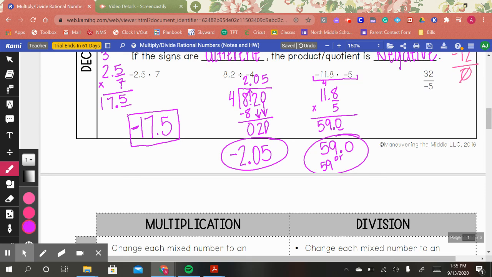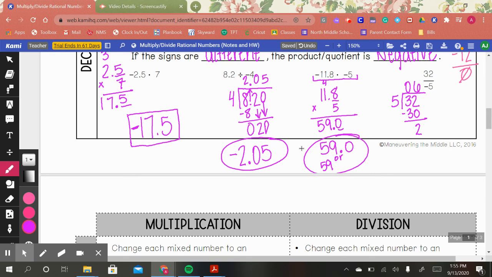All right, and then the last one for decimals is going to be 32 divided by -5. And they are opposite signs, so my answer will be negative. 32 does go on the inside. 5 is your divisor. They are all whole numbers here, so I don't need to worry about moving my decimal place just yet, but I might need to add one in there. 5 cannot go into 3, so I put a 0. 5 goes into 32 6 times, and then I subtract 30, and I'm left with 2.